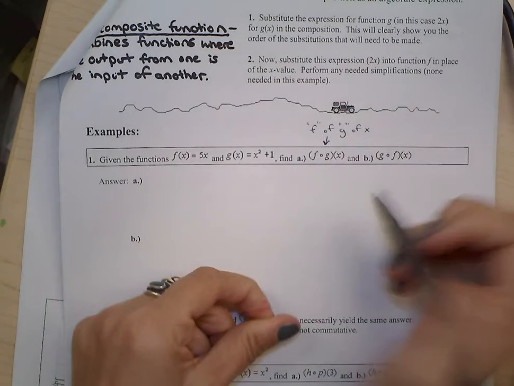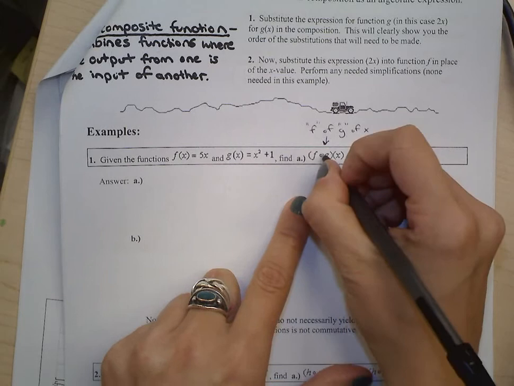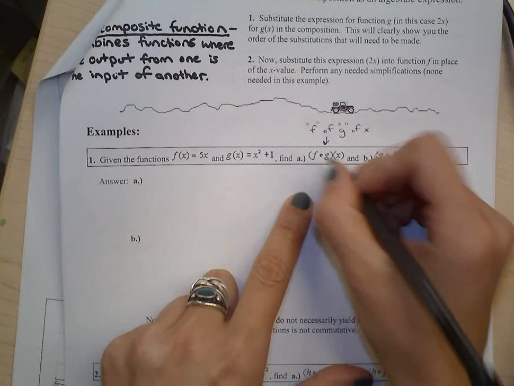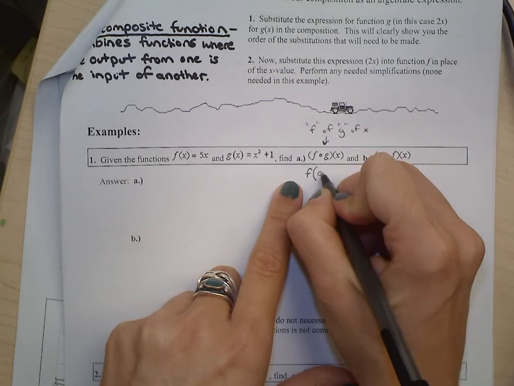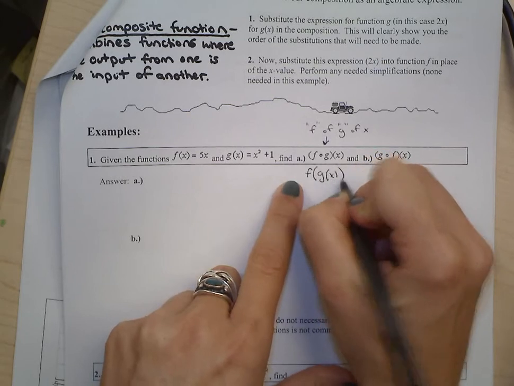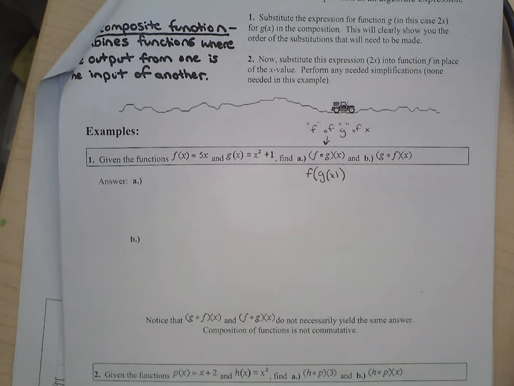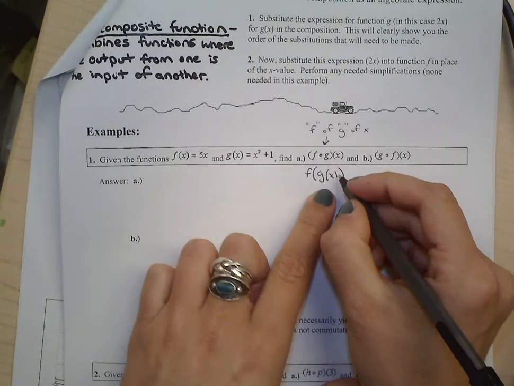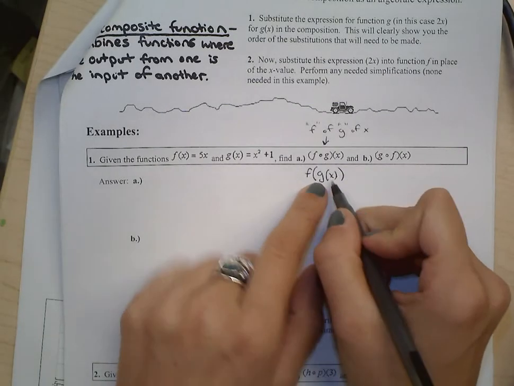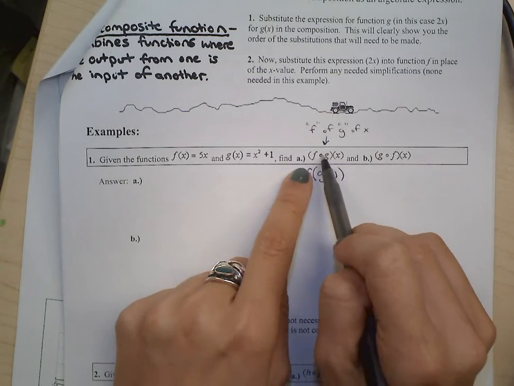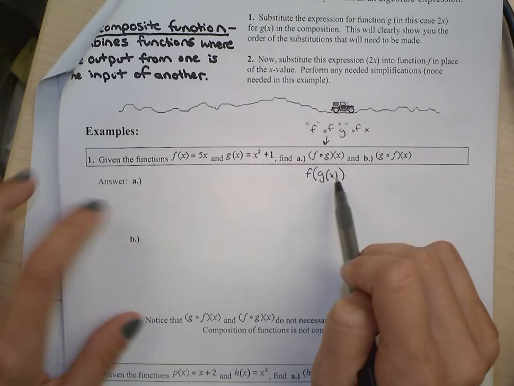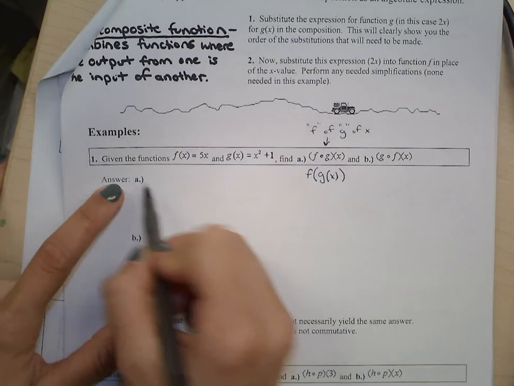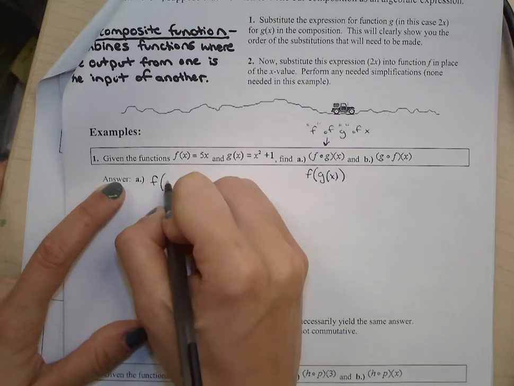Another way to write this, some notation, is this empty circle. And another notation is f of g of x, where the g is inside parentheses there. I'm actually going to use this notation. I'm a fan of this notation better, but I just want you to know both notations. So this notation means the same as this. So for part A, I want f of g of x.